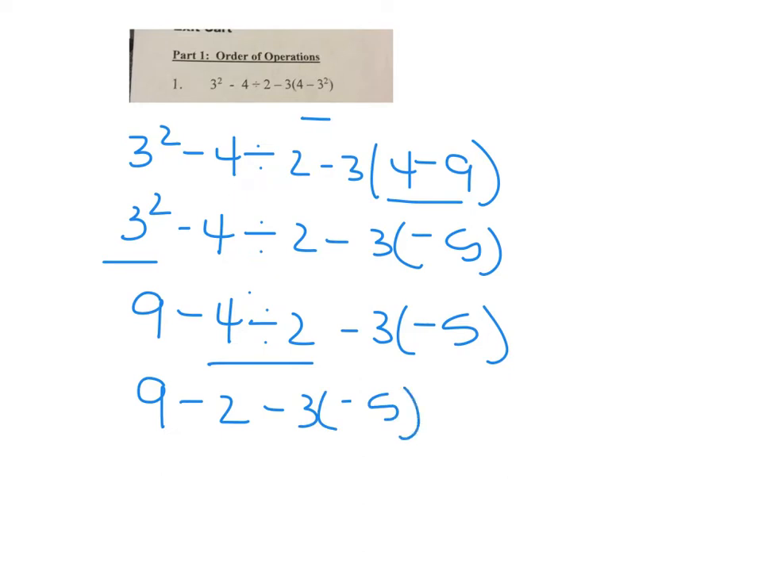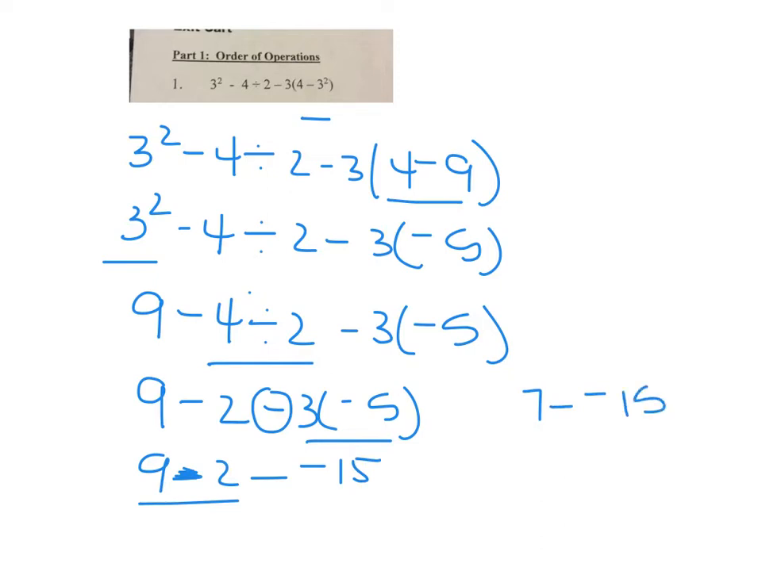I've got to finish my multiplication and division, so I'm going to do 3 times negative 5. 9 minus 2 minus negative 15. 3 times negative 5 is negative 15, and I haven't used that minus sign, so I have to bring them both down. Now I'm going to go left to right and do subtraction. 9 minus 2 is 7, so I have 7 minus negative 15. Now I'm going to add the opposite, and I get the answer of 22. So number 1 on the exit card was 22.